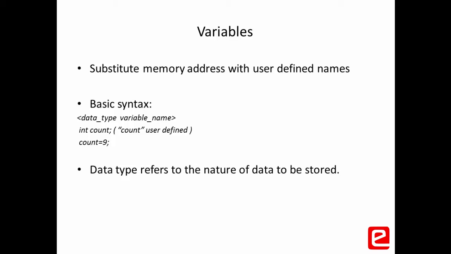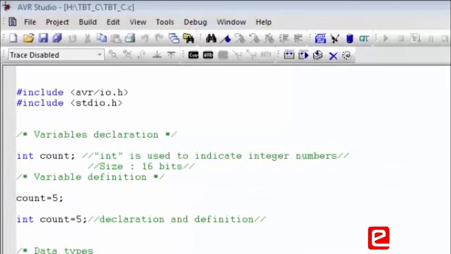Now we'll look at some examples of variables and how to use them in an embedded C program. Here are some examples of variables and fundamental data types that are used in embedded C. We have written these examples in the editor of the AVR Studio 4.17 IDE. We recommend you use this IDE during the course of task-based training to write and develop embedded C applications.